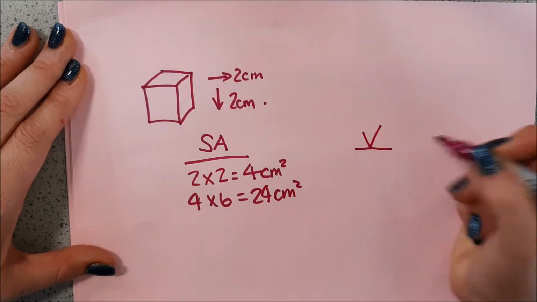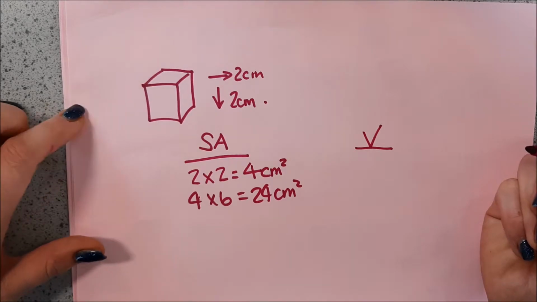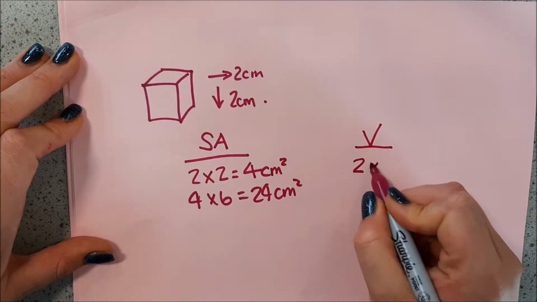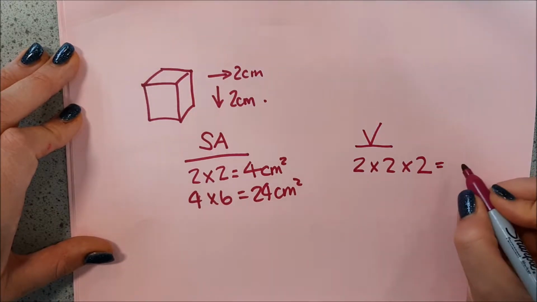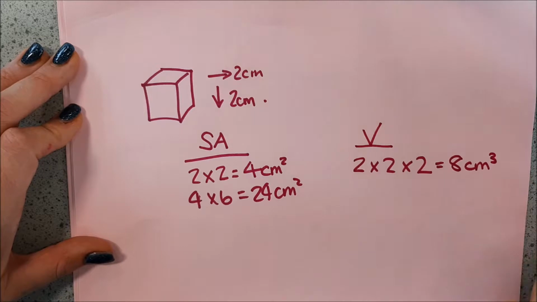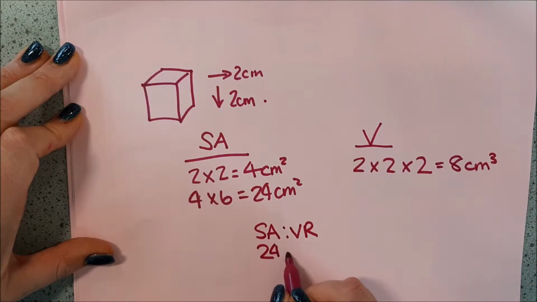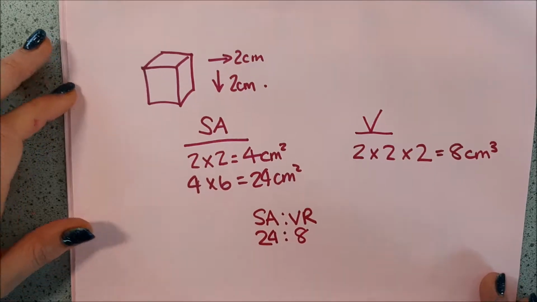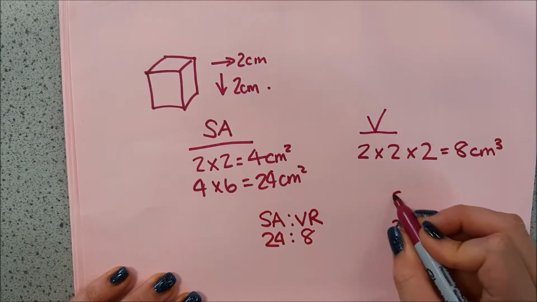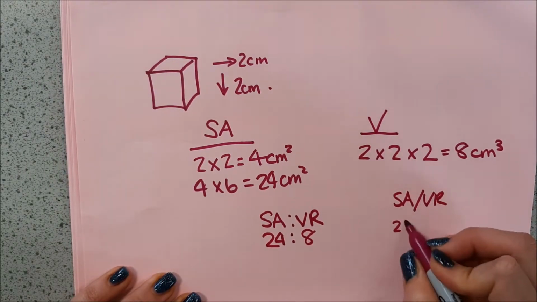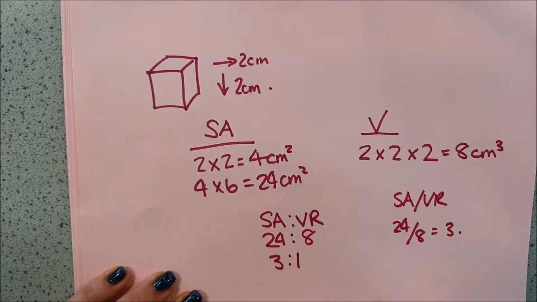To work out the volume, we would do length times breadth times width. So we would do 2 times 2 times 2. 2 times 2 is 4, times 2 is 8 centimetres cubed. So the surface area to volume ratio is 24 to 8. And then we will whittle that down to a common factor. The easiest way to do that is to do surface area divided by volume, which is 24 divided by 8, which is 3. So it's 3 to 1.